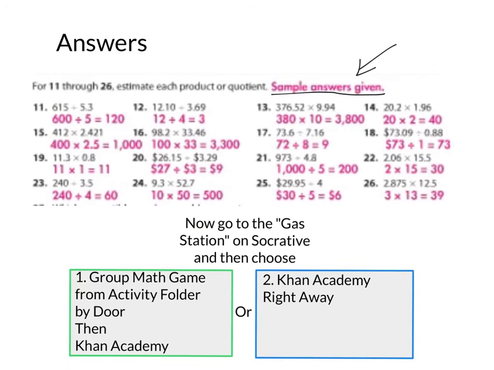After you're done with that, please go to your gas station on Socrative and then choose whether you'd like to do the group math game from the activity folder by the door first and then Khan Academy, or Khan Academy right away. Remember, with the group math game, you're going to need to work in a partner or a group of 3 depending on the game that you choose. And again, today is 3.3, so you'd look in the lesson 3 folder.